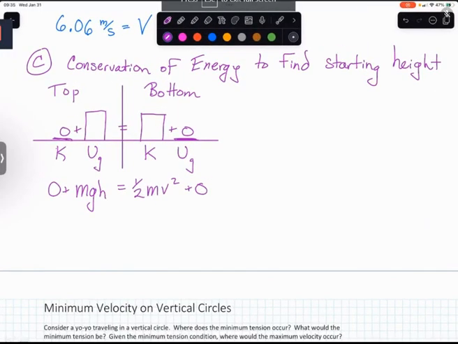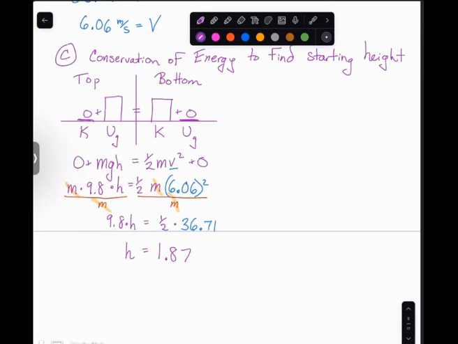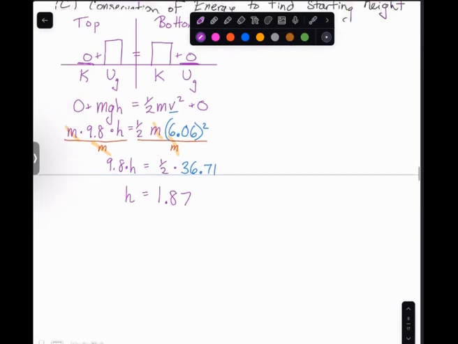Okay, so now what I'm going to do is take the velocity that I have and plug it in for this v. Yep, we'll cancel the m's. All right, and so now we have our height.